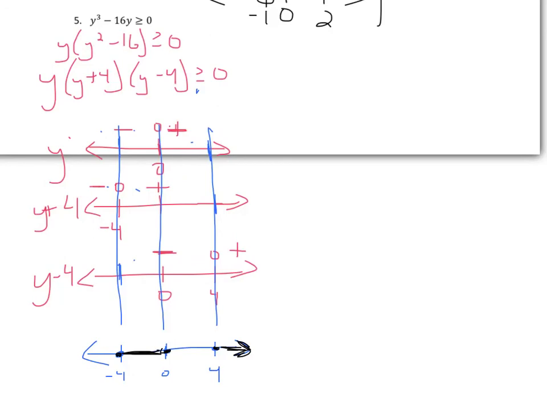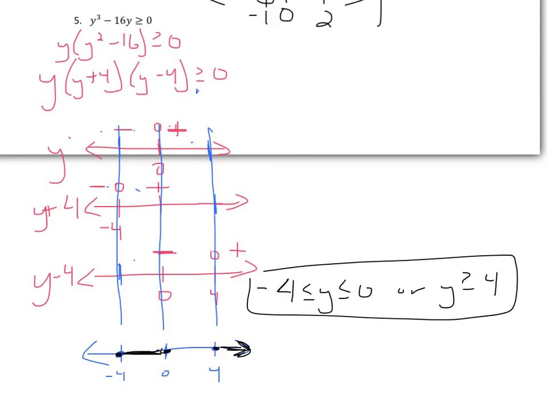You could write it as either negative 4 is less than or equal to y is less than or equal to 0, or y is greater than or equal to 4. Okay, that would be the solution set. That would be the graph. I know that's complicated. We'll work on it in class. Don't worry about it too much, and we'll get going on it.